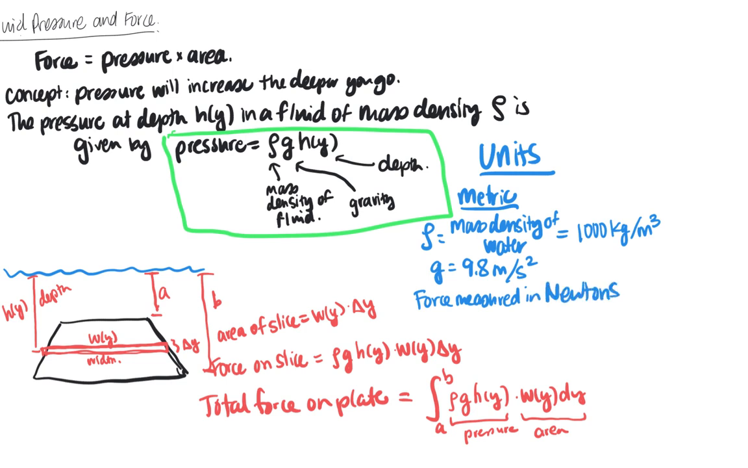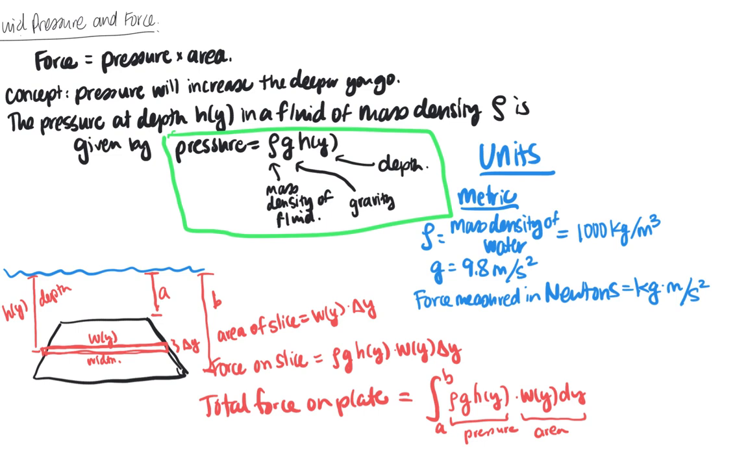And so newtons are kilograms times meters per second squared. And so you can see how that's all going to work out when you compute all those things.